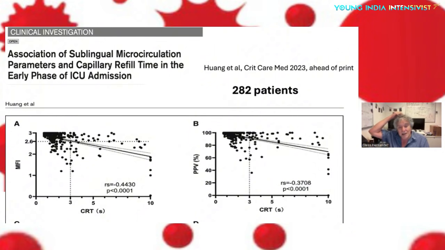Also, there was this Chinese study where Huang et al. showed there is a nice correlation. I mean, not too good, but there is a correlation between microcirculation in the tongue and capillary refill time. The issue here is that the video microscopy costs more than 20,000 euros compared to zero with capillary refill time.